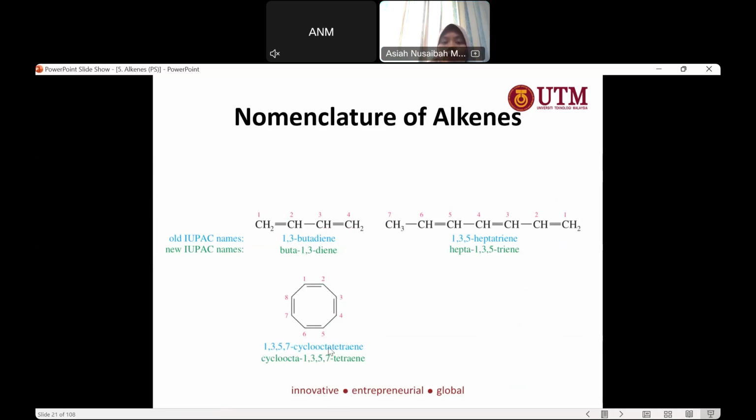So we got the old IUPAC name and the new IUPAC name. Simply we put the number in between the name representing the number of carbon, which in this case is cycloocta. Then we put the number 1,3,5,7. Then we end with tetraene. So based on the name, actually, we can imagine already how the structure looks like.